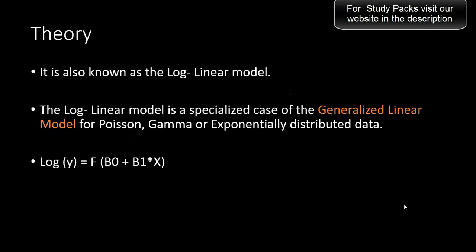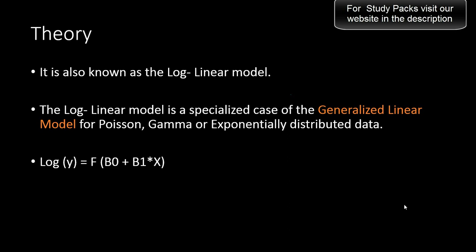So now we'll learn the theory behind the Poisson regression model. We learned what the Poisson distribution is, and that's exactly the motivation. Now, any regression model has two things, right?